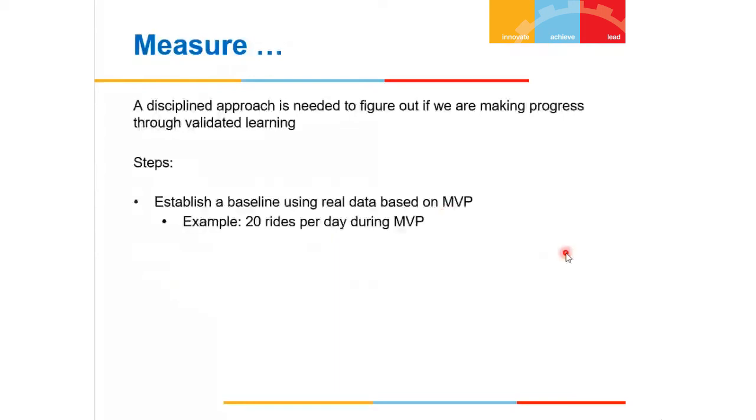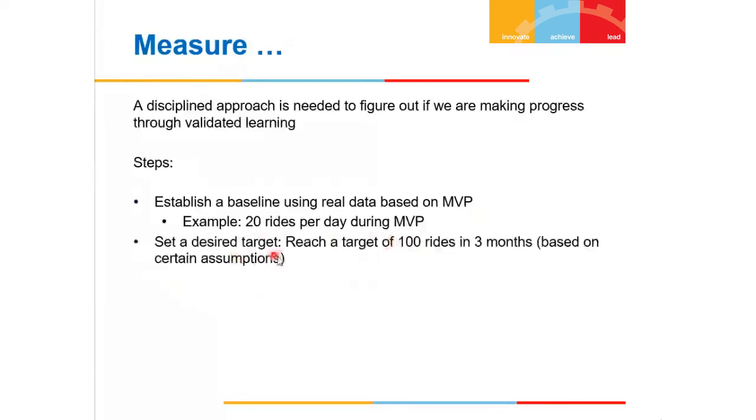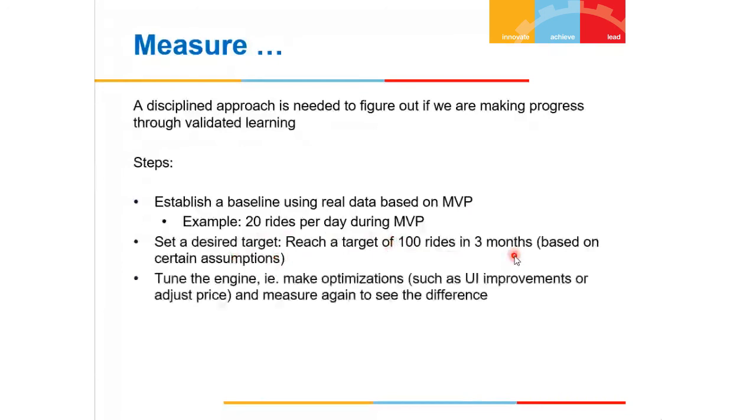First, we establish a baseline using real data based on an MVP. So you first create an MVP, a simple product, a minimum viable product, and create a baseline. Initially, when you created Bounce, you had 20 rides per day using the MVP, the simple offering that you had. Then set a desired target. Say you want to reach a target of 100 rides in 3 months. Only then will you have a profitable or viable business, based on certain assumptions.